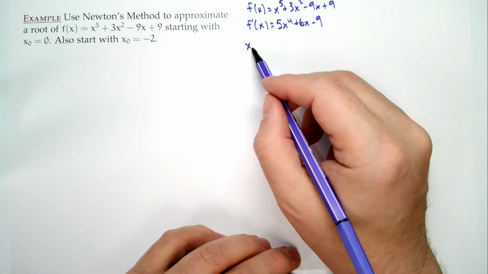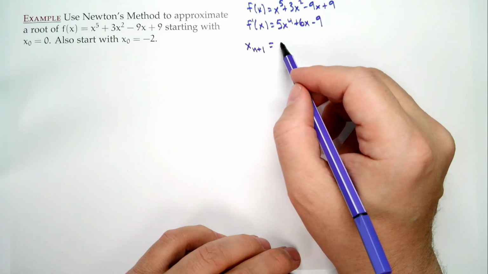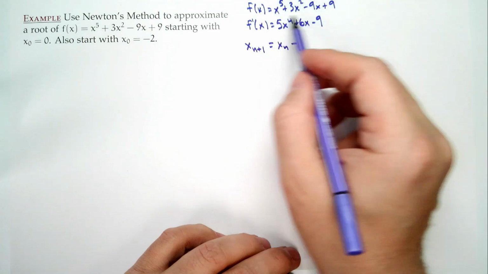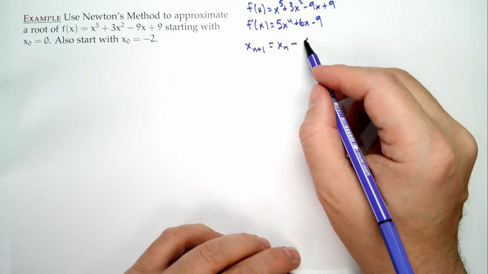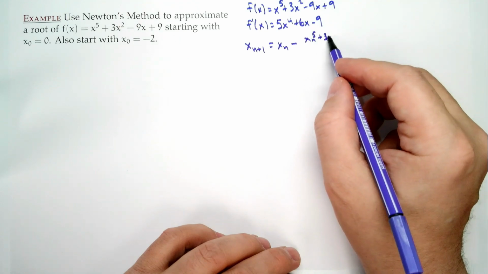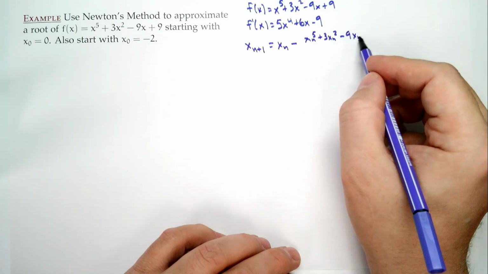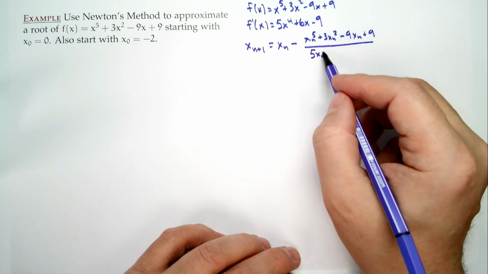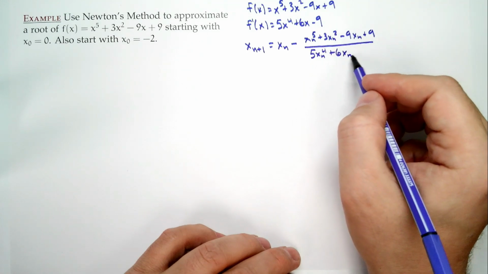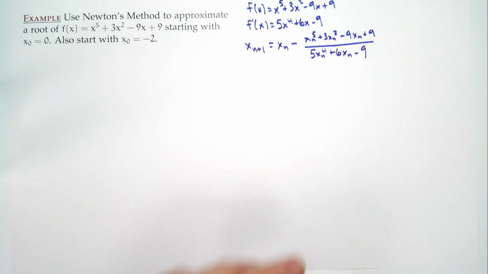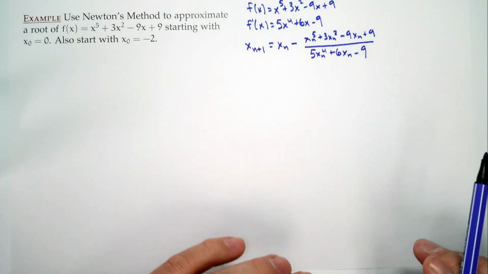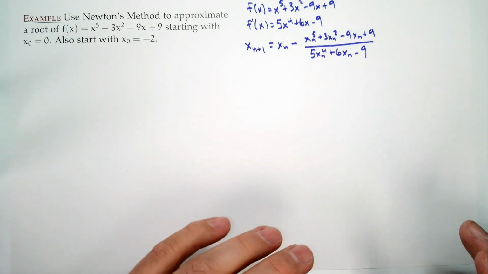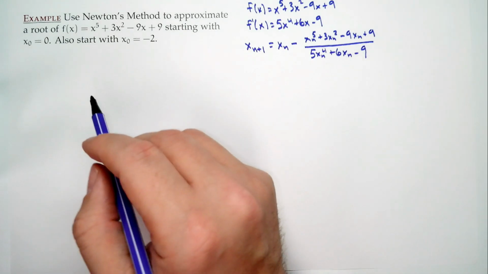So our basic recursion, xn plus 1 is equal to xn minus our function, xn to the 5th plus 3xn squared minus 9xn plus 9, divided by 5xn to the 4th plus 6xn minus 9. All right, there we go. There's our basic formula. What do we do next? Well, we could combine it. Well, we don't have to. Let's just start chugging away. Let's see what we get.